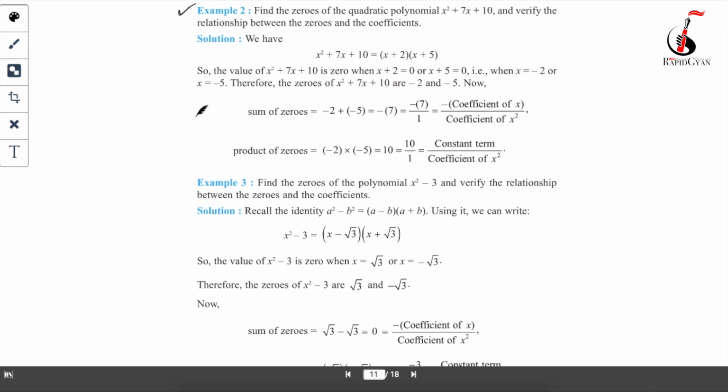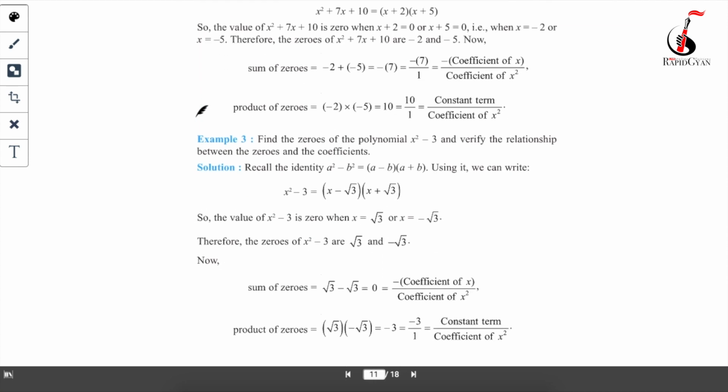Now let's solve example 3. What is example 3 saying? Find the zeros of the polynomial x square minus 3 and verify the relationship between the zeros and the coefficients. Okay, let's solve that. X square minus 3. So before solving this, let's write the values of a, b and c in this case. What is the value of a? The value of a is 1. What is the value of b? And what is the value of c? The value of c is minus 3.